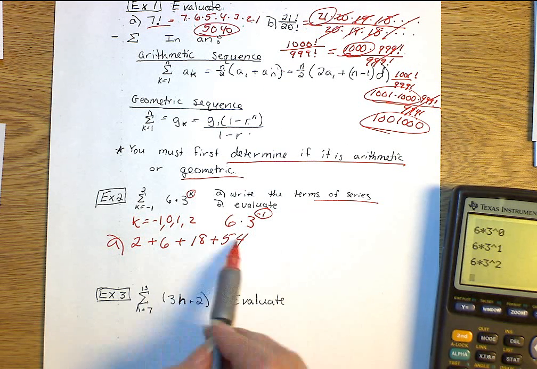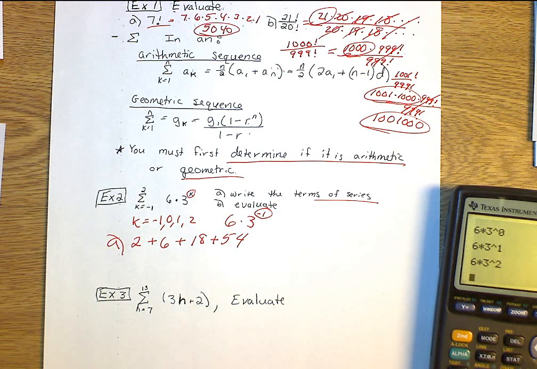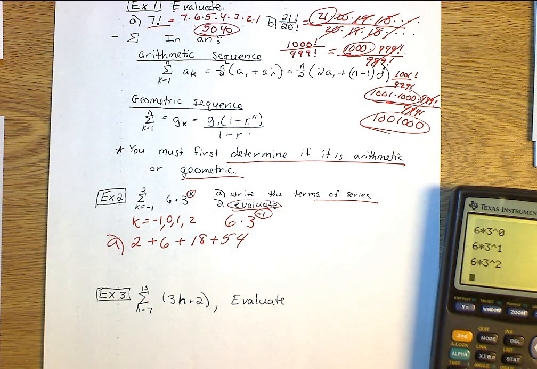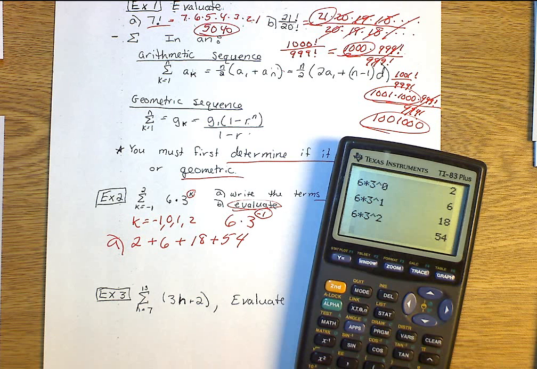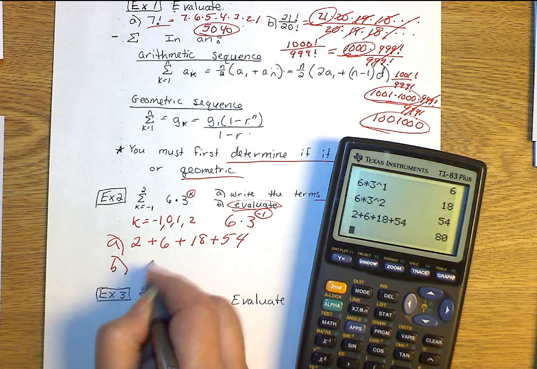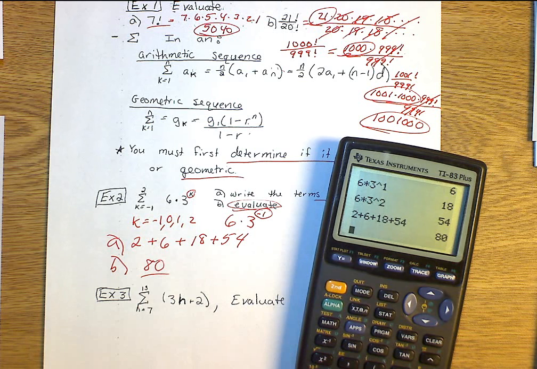It says to write the sum of the series. That's my series. Now it says evaluate. What does the word evaluate mean? Solve it. Add it up. So I'm going to go 2 plus 6 plus 18 plus 54. Since there's so little numbers, I would say that would be the quickest way rather than using our formulas from yesterday. You definitely could use the formulas from yesterday, but since it's so short, I would just add it up.